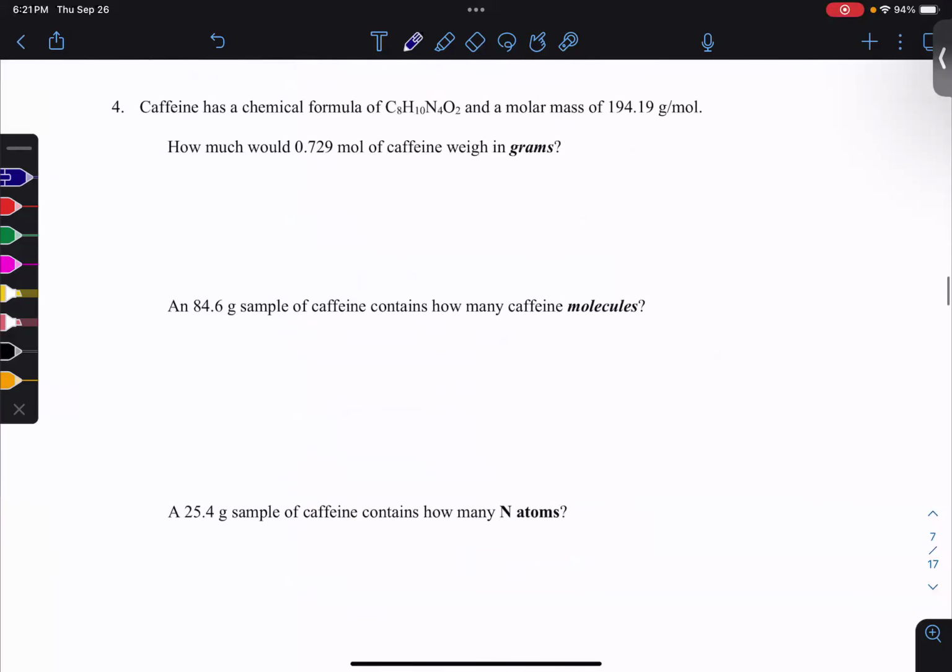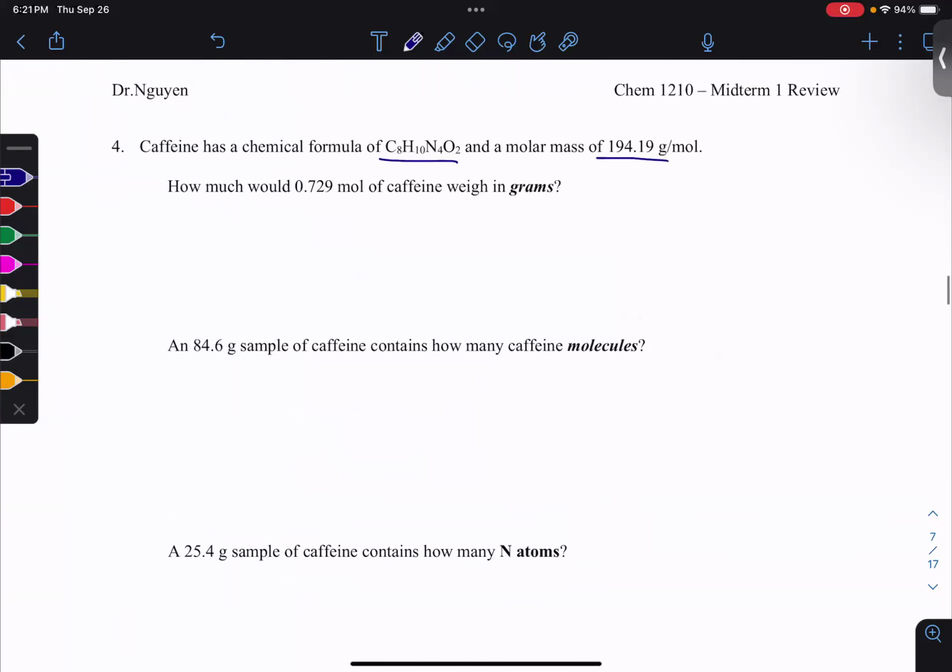All right, so let's look at a molecule. Here we have caffeine. It has a chemical formula of that, and it has a molar mass of that. So, like I said, with molar masses, just rewrite that unit so it makes more sense to us. The molar mass is 194 grams per mole, so that means 194.19 grams of caffeine equals 1 mole of caffeine, right?